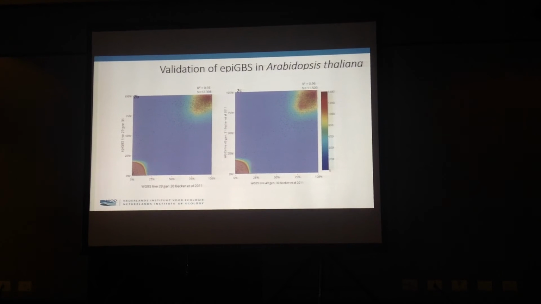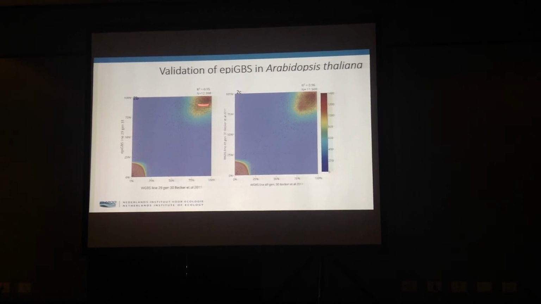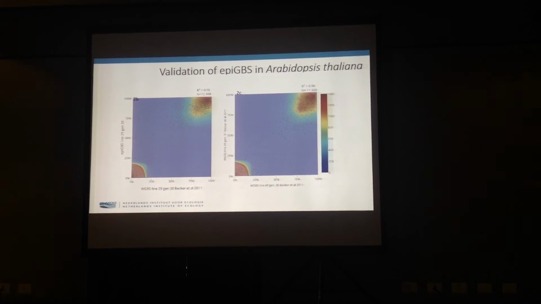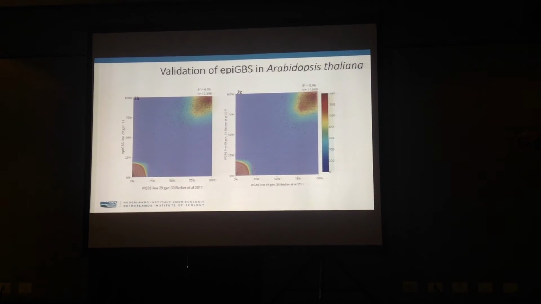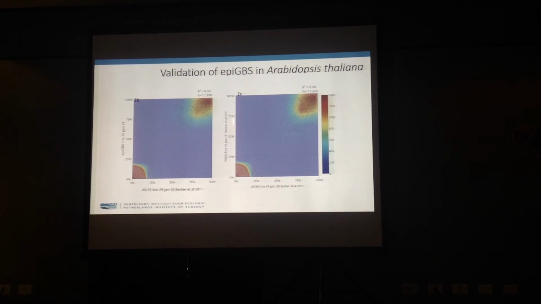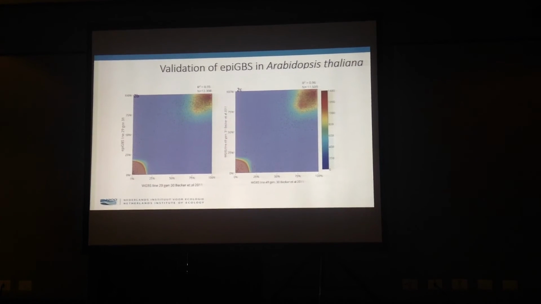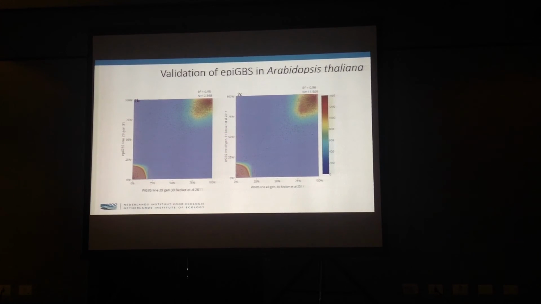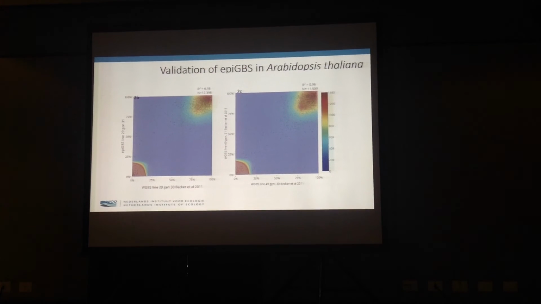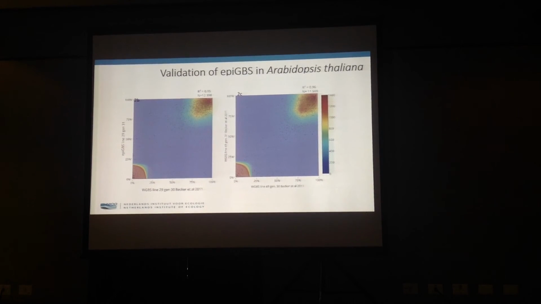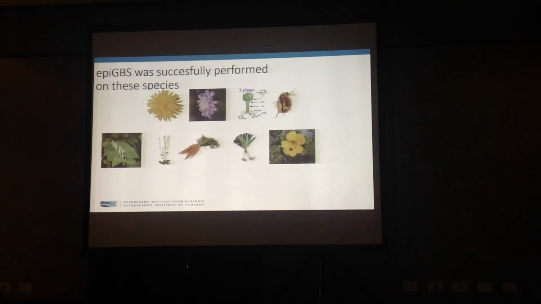Basically, the inheritance is pretty strong. It's about a 95% correlation that you get when you plot them. Then we did the same for the material derived from whole genome bisulfite sequencing and compared it with the material obtained from epiGBS, and you see the exact same pattern, meaning that the way we measure it is as accurate as whole genome bisulfite sequencing.